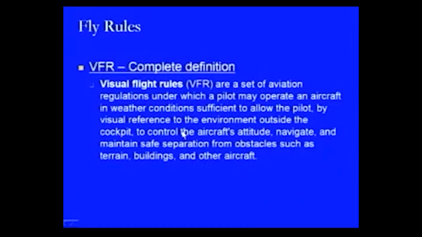So, the complete definition is that the visual flight rules are a set of aviation regulations under which a pilot may operate an aircraft in weather conditions sufficient to allow the pilot, by visual reference to the environment outside the cockpit, to control the aircraft's altitude, navigate and maintain safe operation from obstacles such as terrain, buildings and other aircraft. That is the complete definition, which takes into consideration both the flight rule and the weather condition.